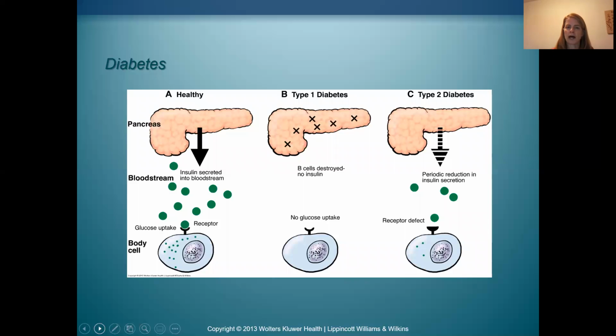So here's a picture of a healthy pancreas, insulin secreted into the bloodstream, and then glucose is able to go into the body's cells. In type 1 diabetes, the beta cells are destroyed and no insulin is produced, so there's no glucose uptake. These are the patients who are insulin dependent. In type 2 diabetes, there is periodic reduction in the insulin secretion, and the cells are able to take in some glucose, but not enough. These are your patients who would maybe be on metformin or glucagon.